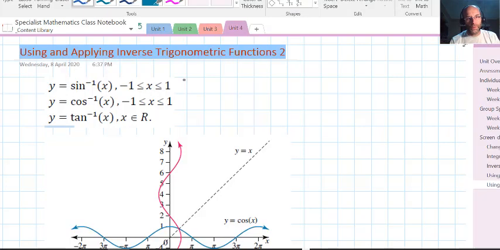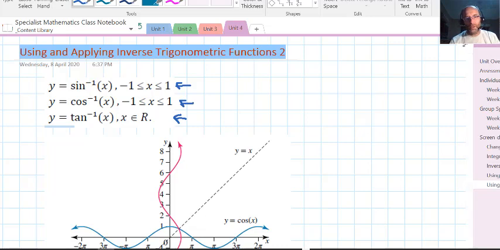Video 2 of 3 videos in total using and applying inverse trig functions. We looked at inverse sine in the previous video. This will follow the same pattern, just albeit a bit quicker, that we followed in the previous video for inverse cos and inverse tan functions.